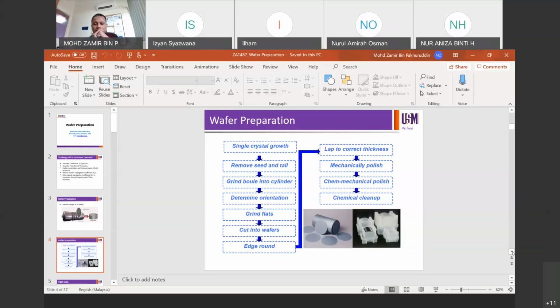We then cut the ingot into wafers, depending on what thickness we want for our customers, whether for fab or lab or whatever. Then we have to round off the edge area. Then the wafers go through the lapping process so that we can refine them to the correct thickness. The thickness will actually vary. Let me show you one package.